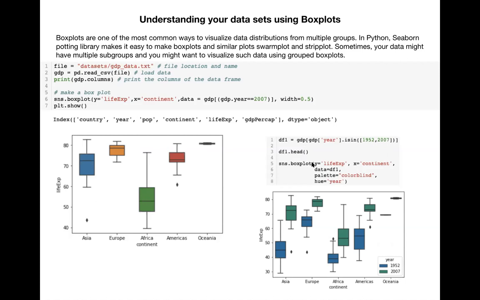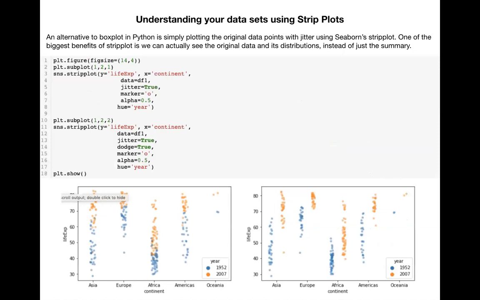And then if I do y equals life expectancy, x is continent, and my data frame is DF1, which has 2 years of data. Now you see that the box plot gives you this comparison of the GDP per capita at each continent with different years, with one year colored blue and the other year colored green, which is very handy. Right.